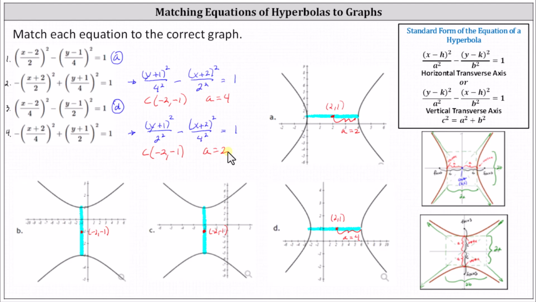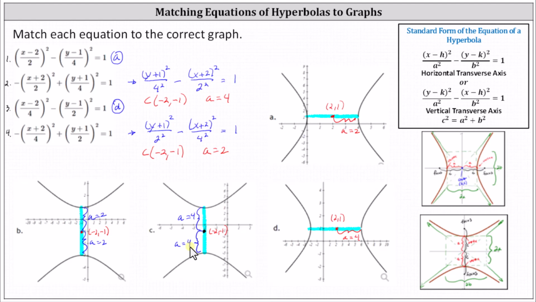And again, remember, a is the distance from the center to either of the vertices. Looking at graph B, the distance from the center to the vertex on the top is 2 units, which indicates a equals 2. The distance from the center to the vertex on the bottom is also 2 units, which of course indicates a equals 2. And then for graph C, the distance from the center to the top vertex is 4 units, which indicates a equals 4. And of course the distance from the center to the other vertex is also 4 units, indicating a equals 4.